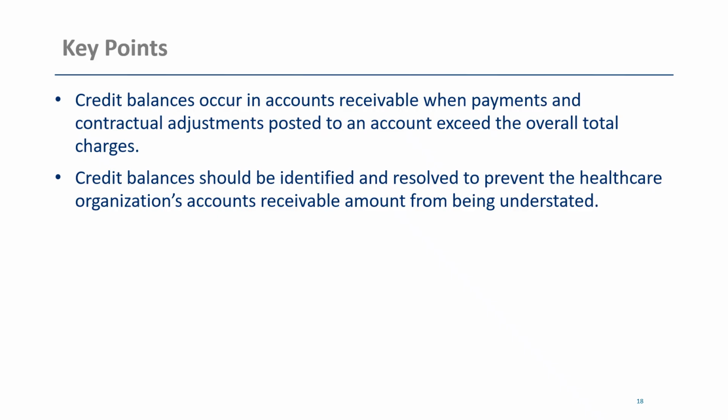So, key points. Credit balances occur in AR when payments and contractual adjustments posted to an account exceed the overall total charges. So if your total charges are $100,000 and between your contractual adjustment posted and the payment, those two together is over $100,000, you'll have a credit balance. And credit balances should be identified and resolved to prevent the healthcare organization's AR from being understated.